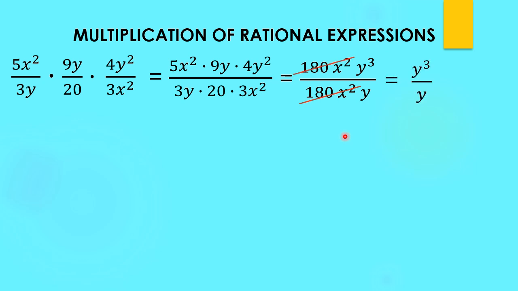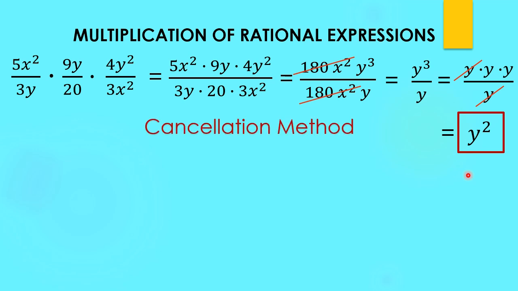And then, we are not done yet because this can be simplified further. We can rewrite y cubed as y times y times y, and then eliminate the y's. So what we have is 2 y's. When we multiply 2 y's, it will become y squared. Or we can also use the cancellation method to get the same answer.